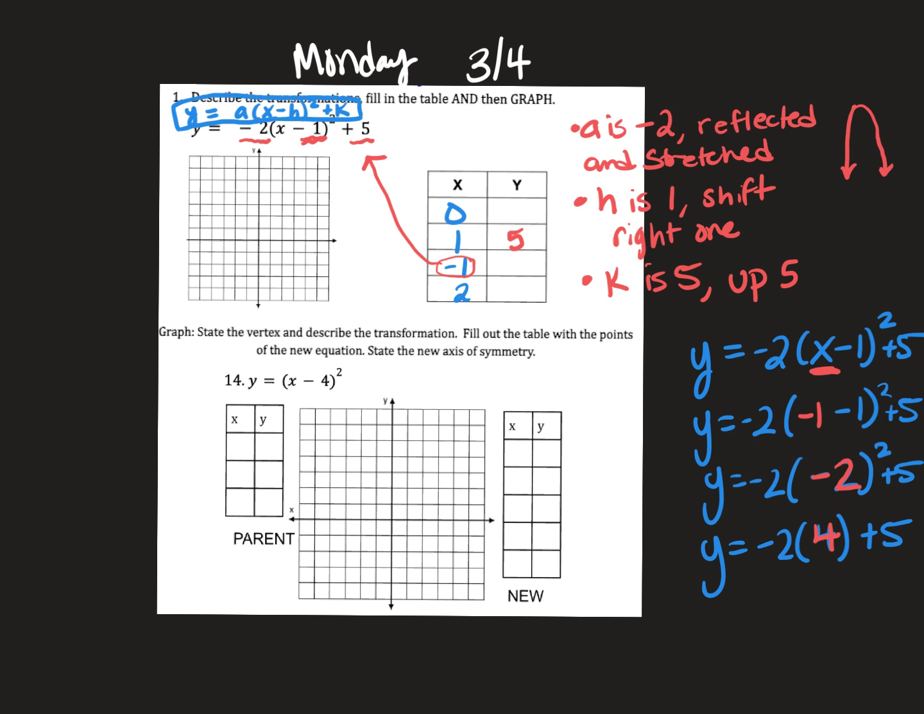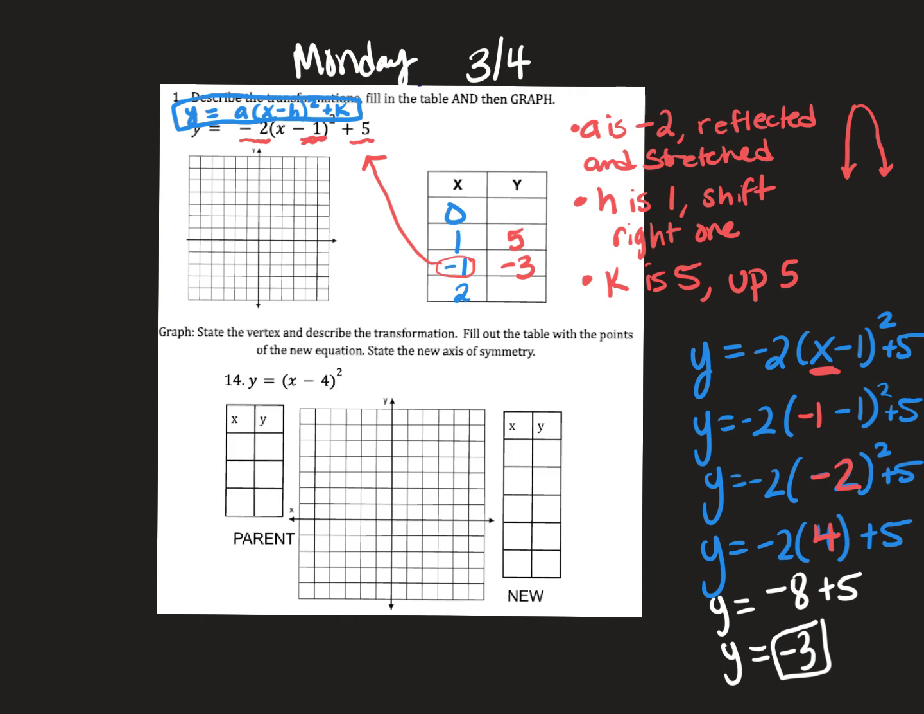Now I'm going to follow basic laws of addition and subtraction. Negative 2 times 4, that's negative 8. And then keep that plus 5. Negative 8 plus 5, class, what is that? Negative 3. So now this negative 3, I'm going to put in my chart. And that's negative 3.